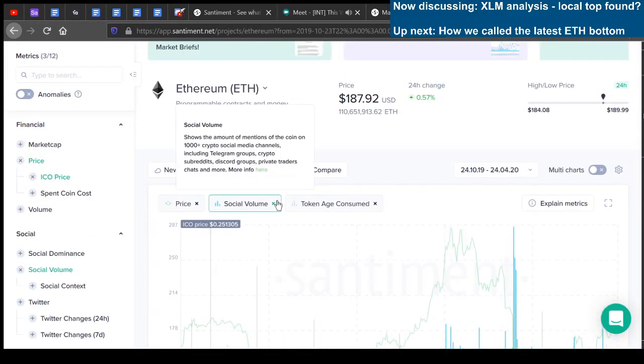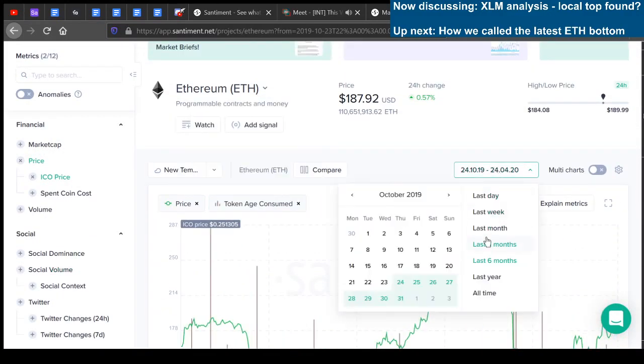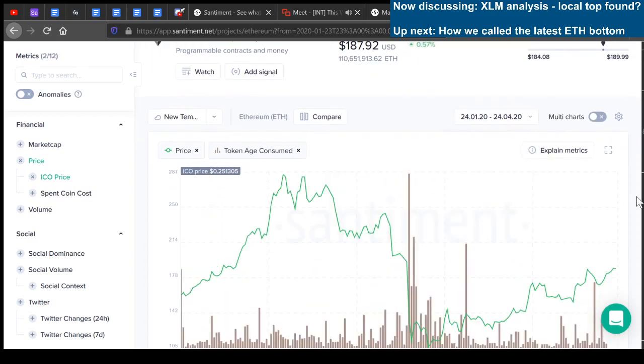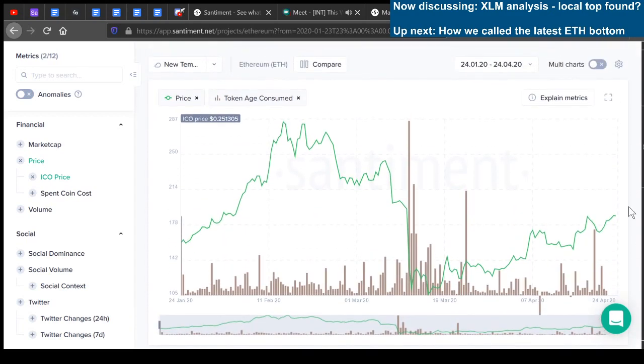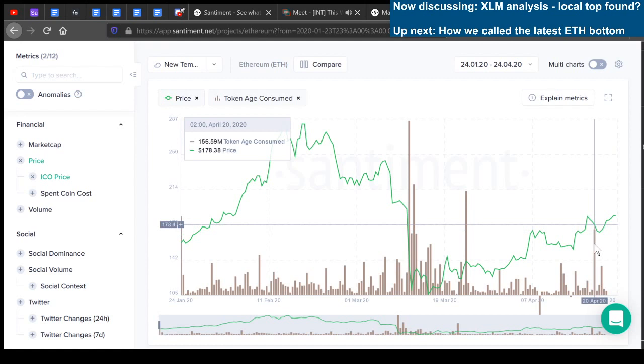move to the upside. I think a lot of times what we see with token age consumed is that it actually acts as a stop point for the current price trend. And they're definitely correct. For example, let's look at these two spikes in token age consumed. This one came at the very end of a downtrend, but the next spike in Ethereum's token age consumed came at the local top.